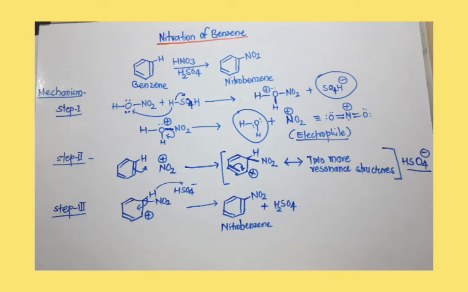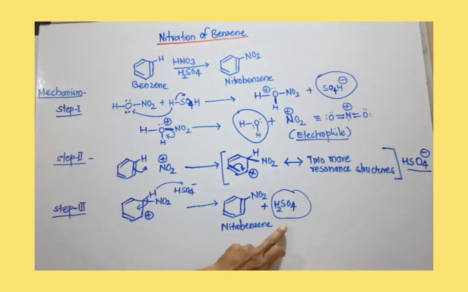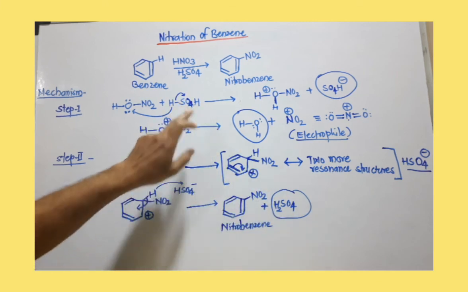Now the final step is removal of the proton. As usual, this bisulfate ion will remove this proton by providing a pair of electrons, and the bond between carbon and hydrogen is now becoming a pi bond. This pair is going inside. So this is a pi bond now. Because of this the aromatic center is regenerated and we get our product, and H2SO4 is formed. Now you can see here H2SO4 is consumed here and it is regenerated in the final step. So it is acting as a catalyst.